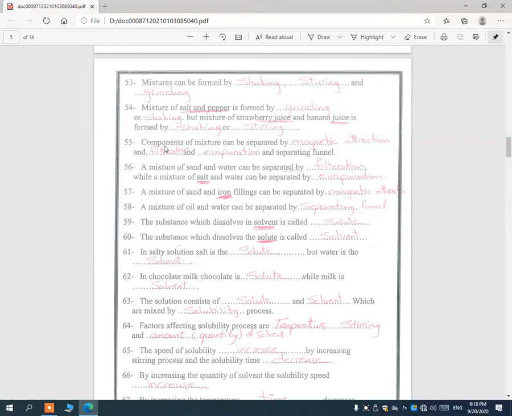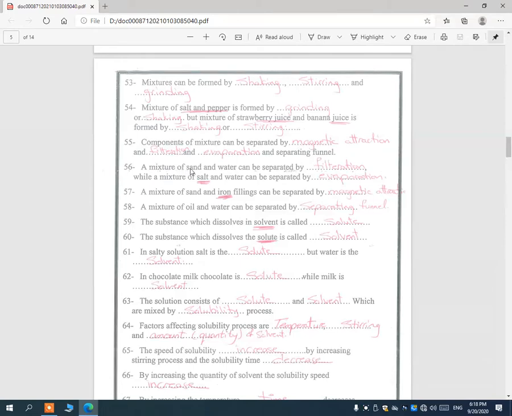Okay, 55. Components of mixture can be separated by dots and dots and dots and separating funnel. What are the ways of separation of mixtures? How to separate mixture? We have 4 ways: magnetic attraction, filtration process, evaporation process, and separating funnel.